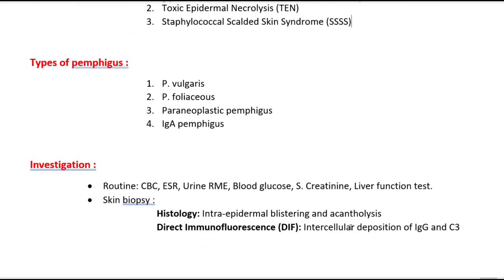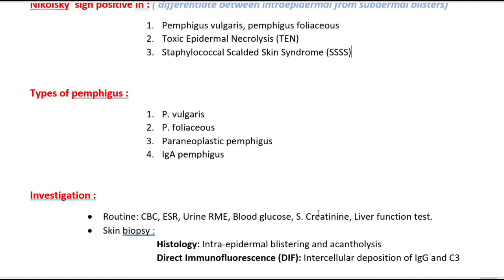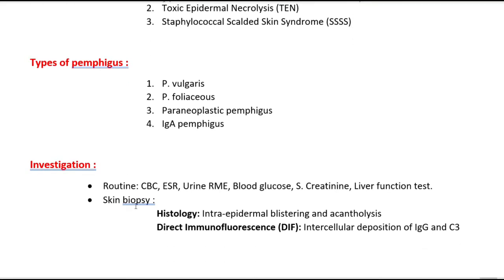Okay, now what are the types of pemphigus? Pemphigus has four types actually: Pemphigus vulgaris, Pemphigus foliaceus, paraneoplastic pemphigus, which I already mentioned, and sometimes immunoglobulin A pemphigus. Actually, in pemphigus, immunoglobulin G is found in the intercellular space in the epidermis, but sometimes immunoglobulin A pemphigus may be seen.